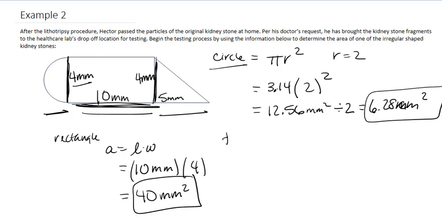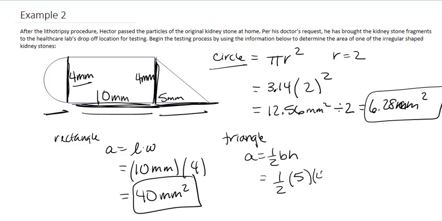Then, for our triangle, our last shape, we know area equals 1/2 base times the height. So we have 1/2. Now our base, we can show as 5. And we have a height, which is shown as 4. So we have 1 times 5 times 4, which is equal to 20 over 2. And 20 divided by 2 is equal to 10 milliliters squared. So this is the area of the triangle.